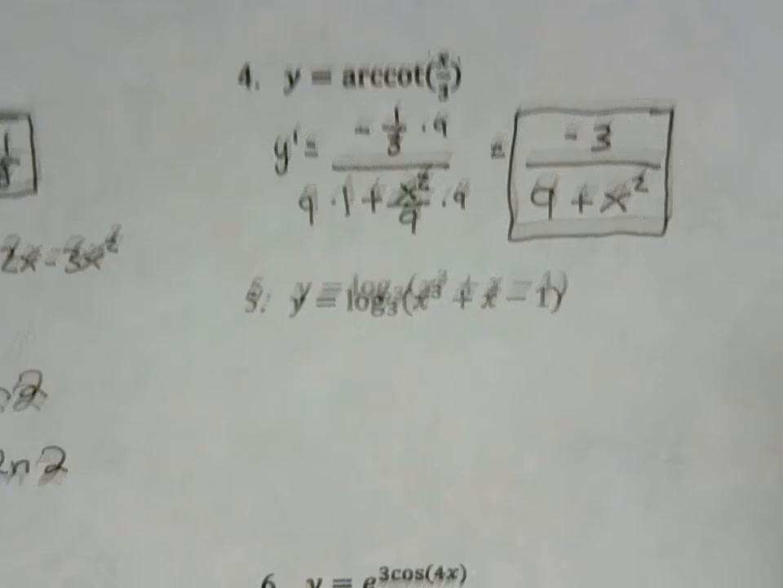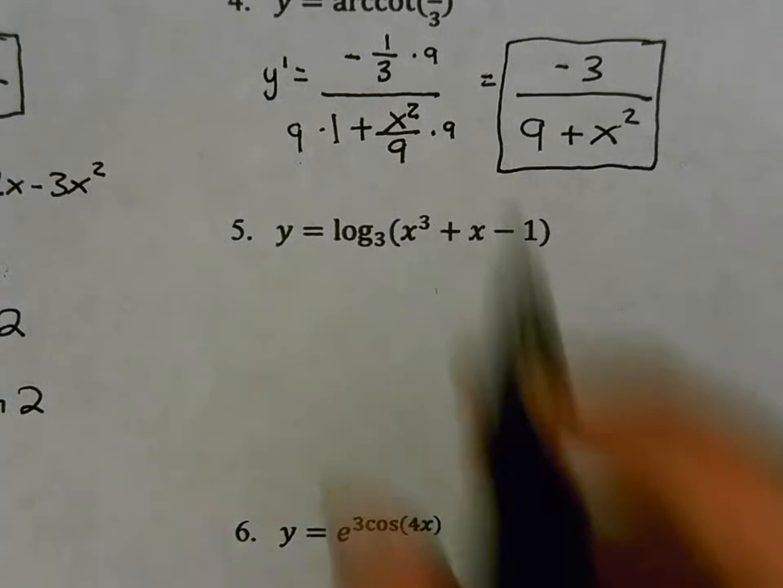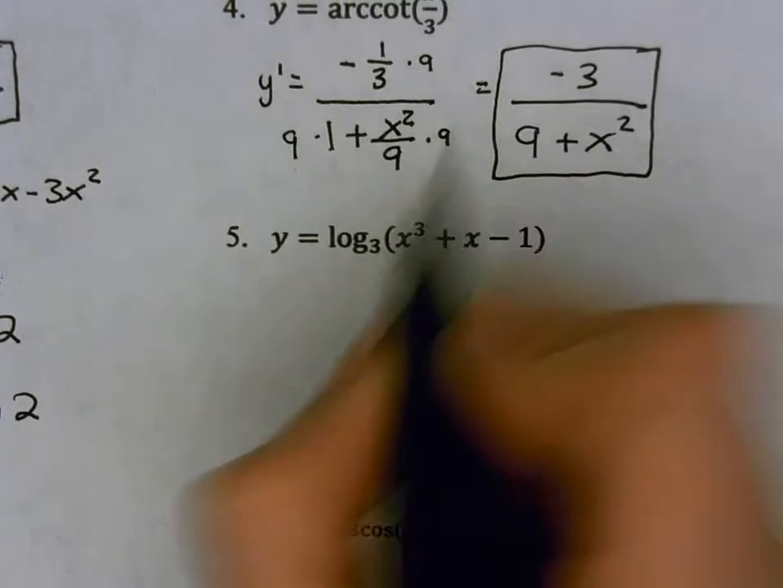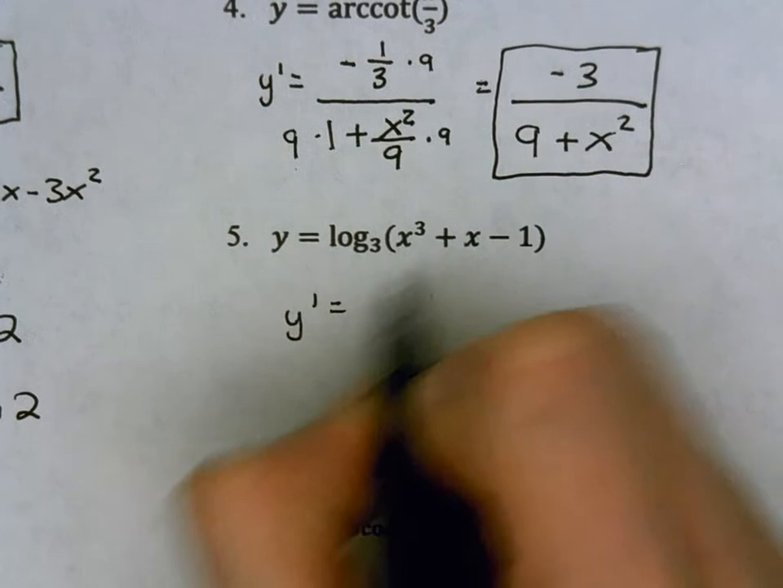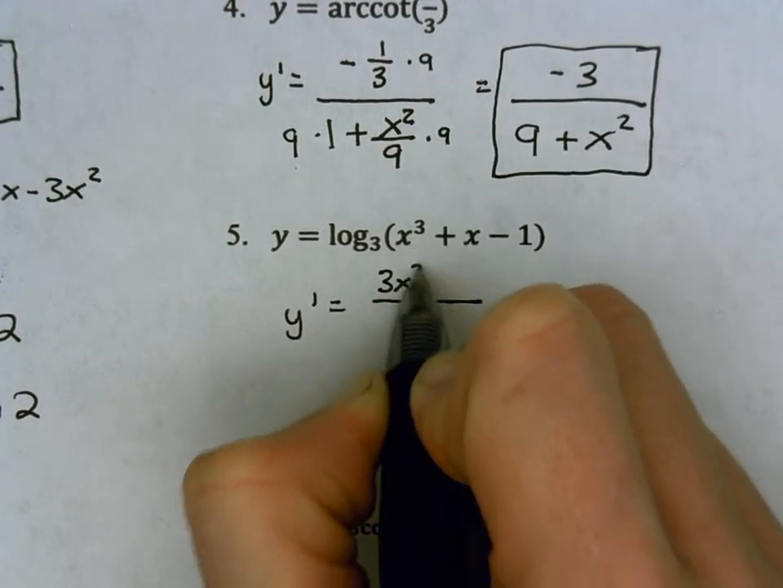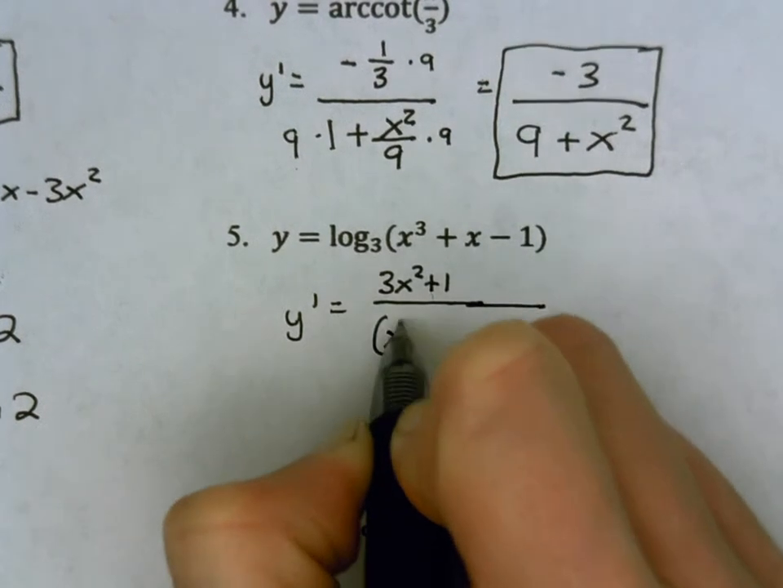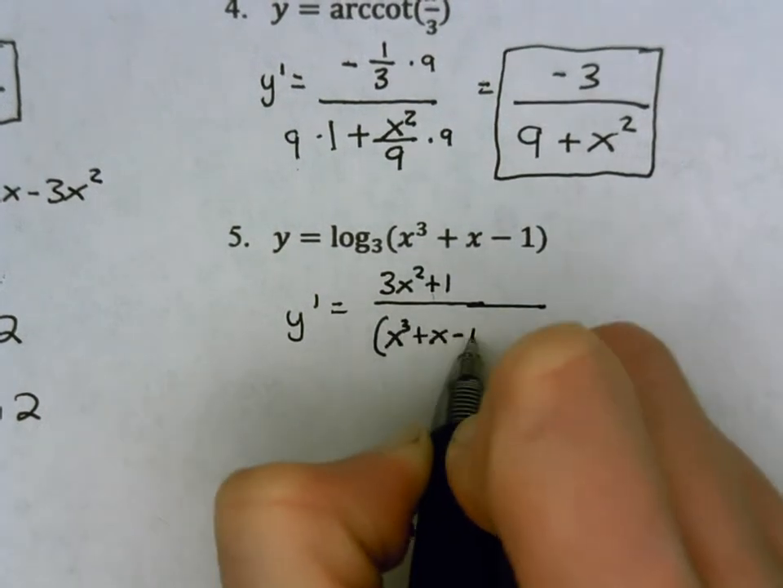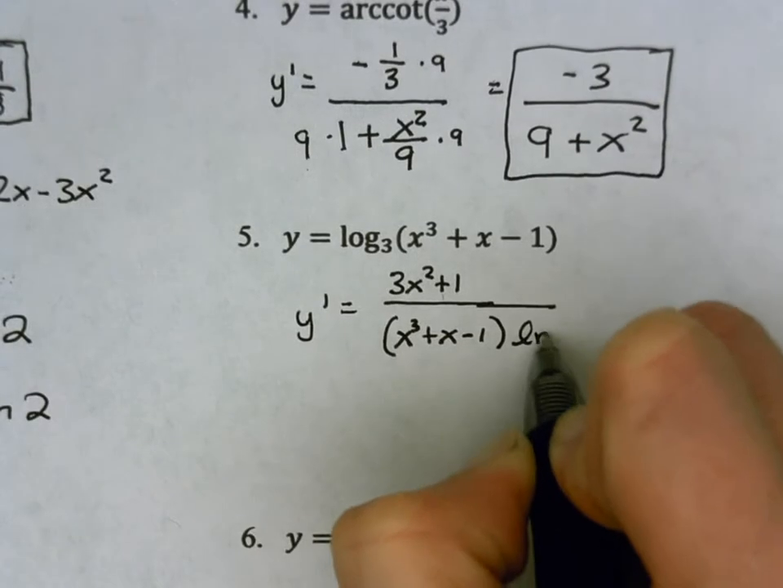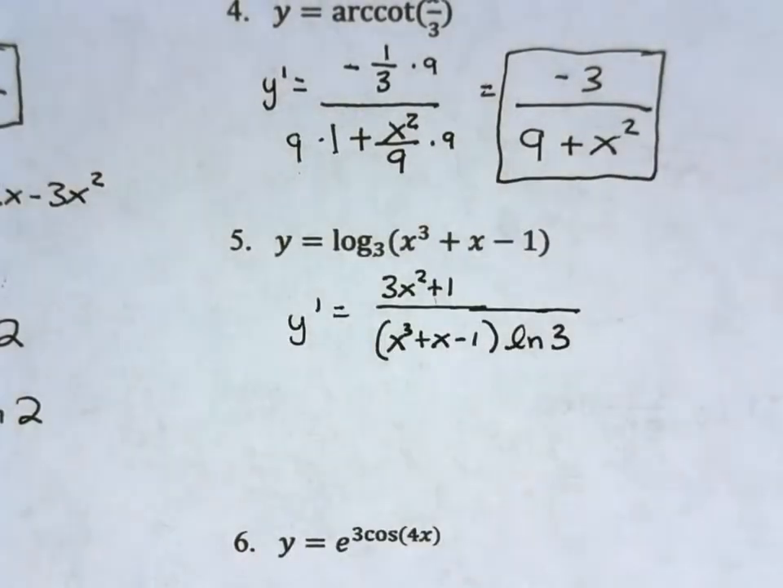Okay. Number 5, we have log base 3 of x cubed plus x minus 1. Derivative of log base a of u is u prime, the derivative of our function, which in this case is 3x squared plus 1, over our u, which is x cubed plus x minus 1, times the natural log of a, which in this case is 3, our base there.